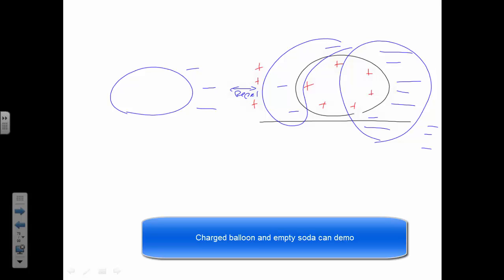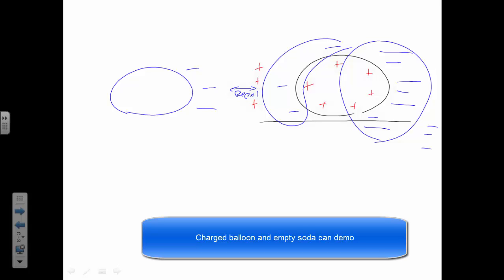And the total amount of charge here is not changing. Remember, charge is always conserved. So we can draw a box around the system. All the charges are the same. Now, if I actually touch this to the can, what would happen, do you think?